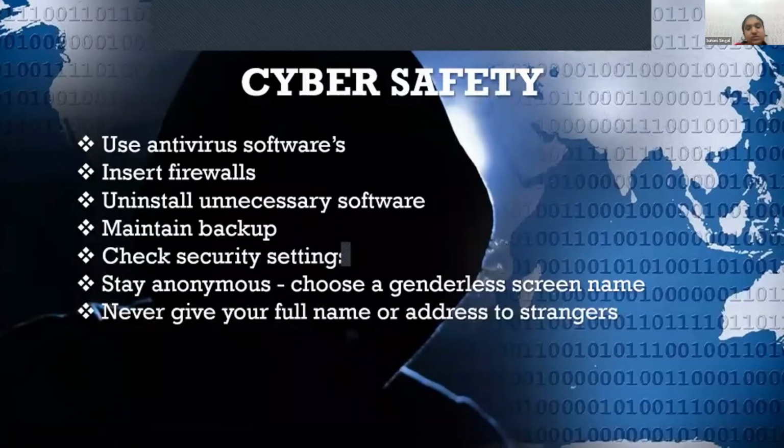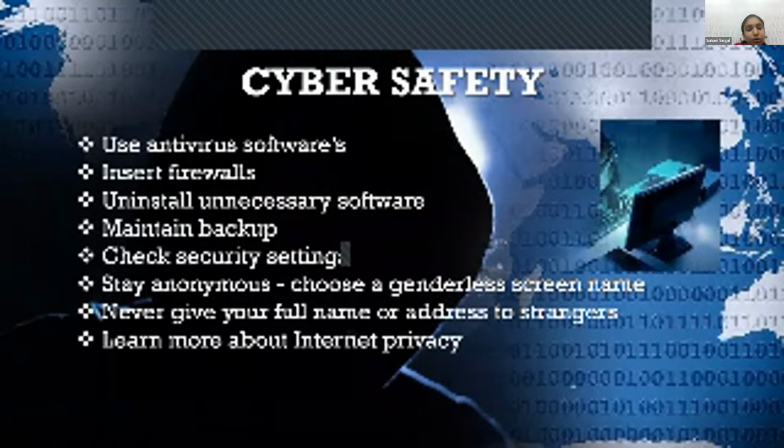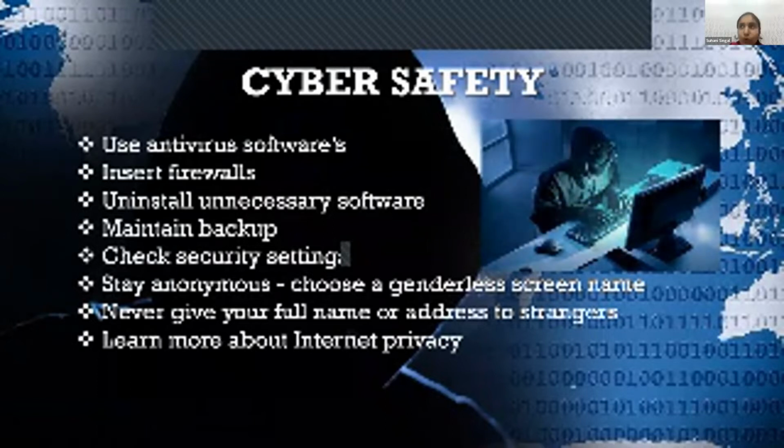Stay anonymous, choose a genderless screen name. Never give your full name or address to anyone, because from that they can get information. Learn more about internet piracy. Knowing more about internet piracy will help you with fake calls, fake messages, and fake things, so you can be helped when you know about internet piracy.